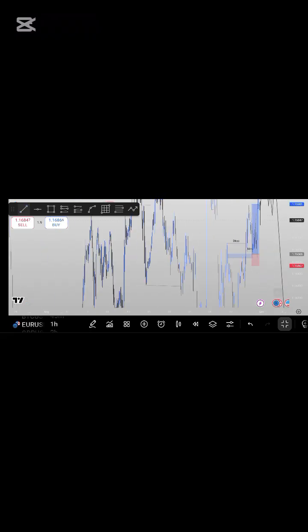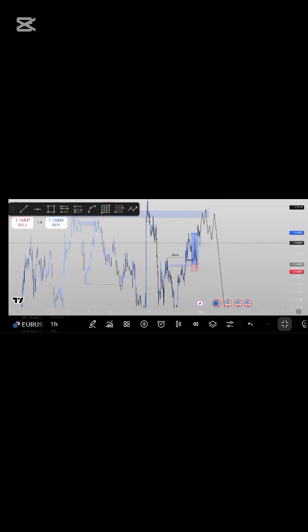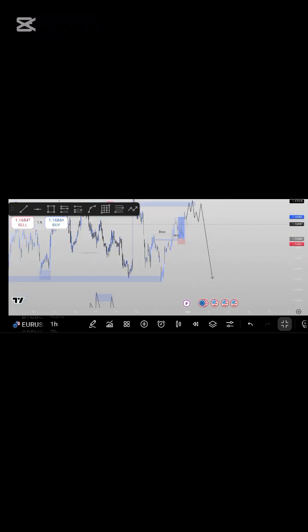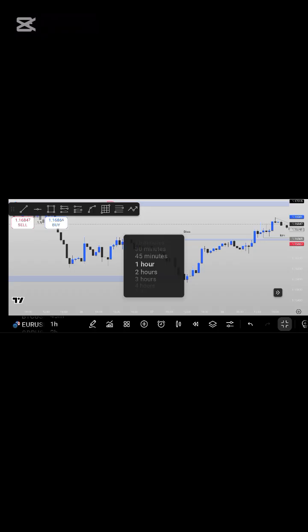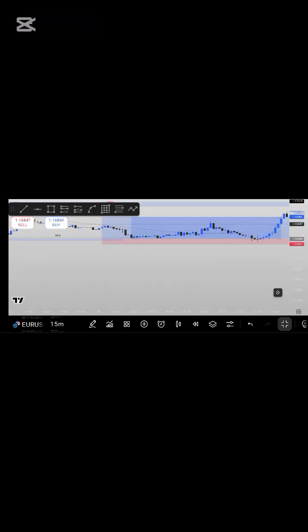Talking of this trade, I already picked one trade, because I missed this one as well. I missed this particular buy that happened here on Euro USD. Let me go to the 15 minutes time frame. You see it cleared there.